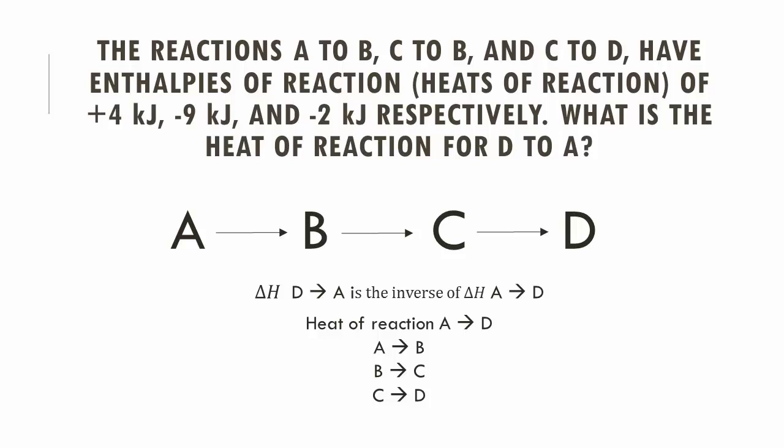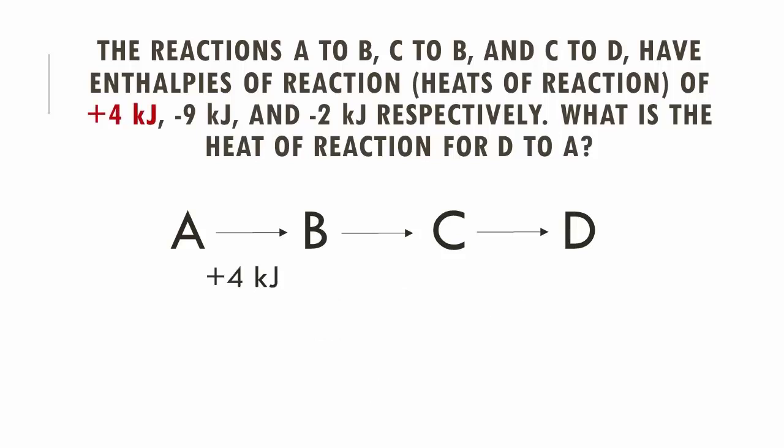Starting with the reaction from A to B, we know that this reaction has a delta H of positive 4 kilojoules. Then we look at the reaction from C to B. We have this value for the reaction, so the value for B to C is simply the inverse of this value. So the negative 9 kilojoules becomes positive 9 kilojoules. Finally, we know the enthalpy for C to D, so we write the negative 2 kilojoules.